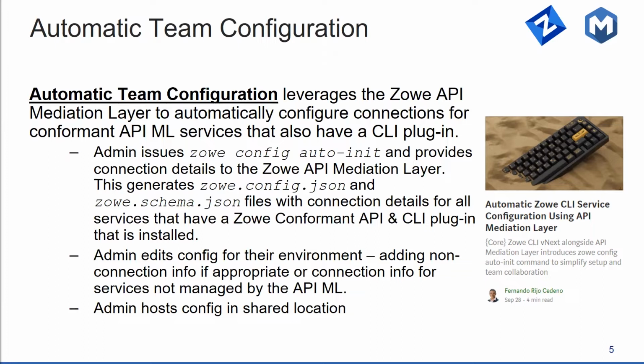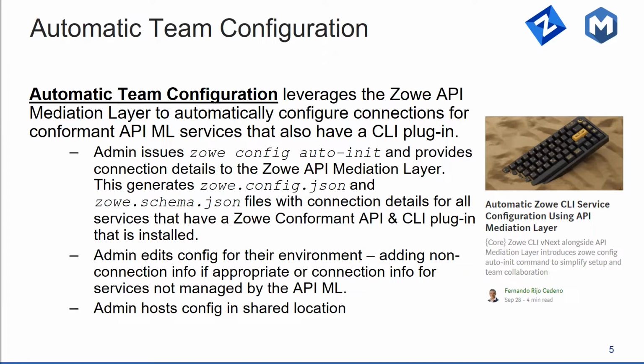this automatically generates that Zowe config JSON and Zowe schema JSON, but that Zowe config JSON is now pre-filled out with all the connection details for all the services that have a Zowe conformant API and that also have a conformant CLI plugin that is installed in their environment. The admin then edits the config for their environment, and this may be nothing. If they're just leveraging services directly and they don't want to add any non-connection information to that configuration, they're just done.